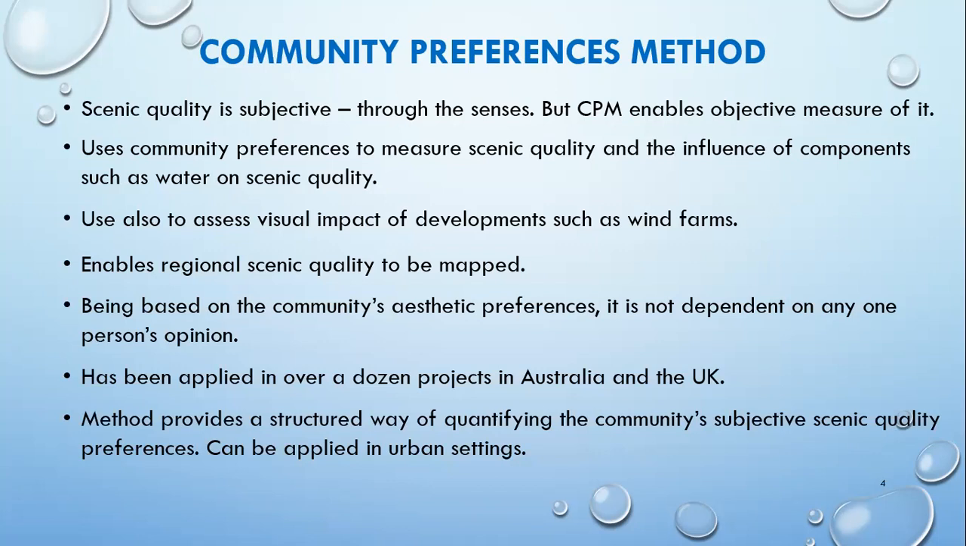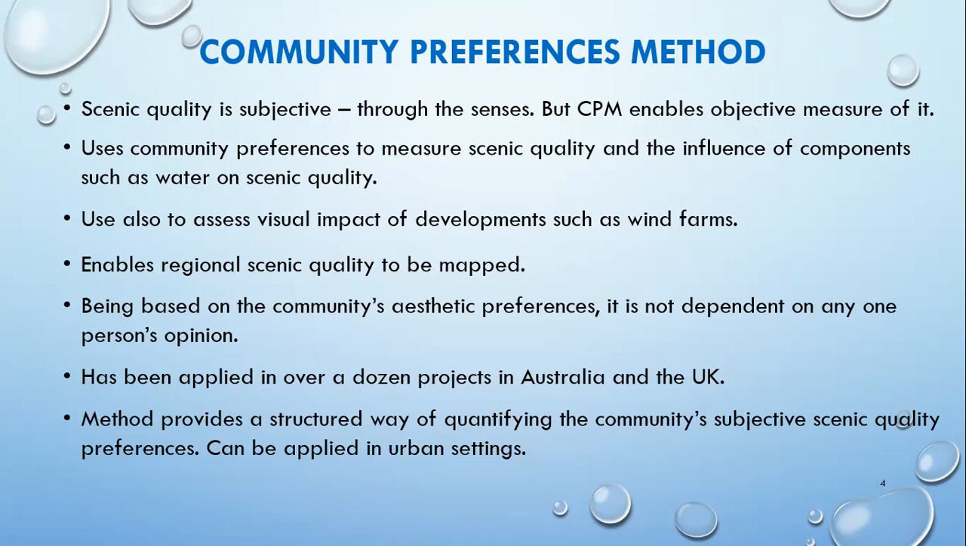I use community preferences to measure scenic quality and the influence of components, such as water, on scenic quality. I also use it to assess the visual impact of developments, such as wind farms, on scenic quality. It enables regional scenic quality to be mapped, and because it's based on the community's preferences, not any one person's, it's the aggregate of all the community's preferences. I've applied it to over a dozen projects in Australia and in the UK.